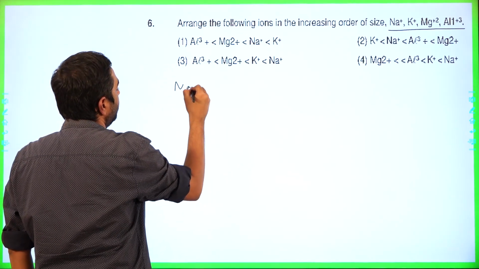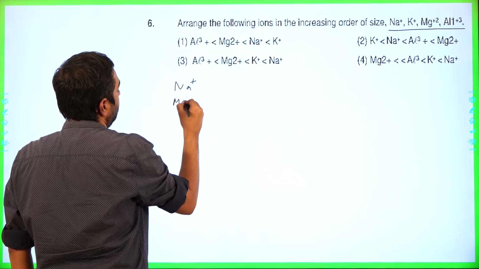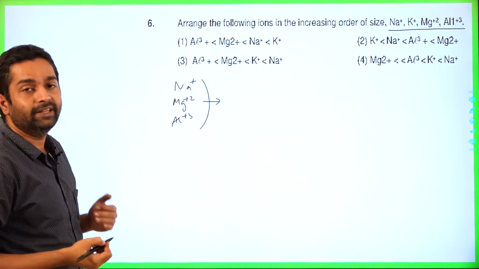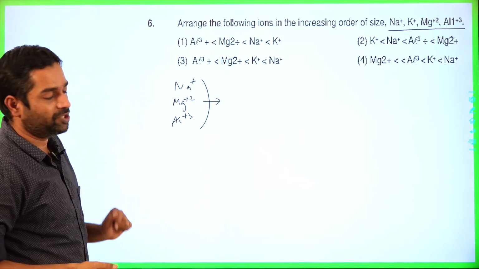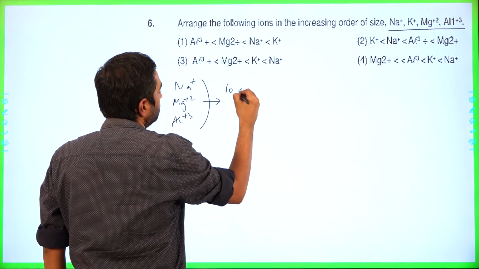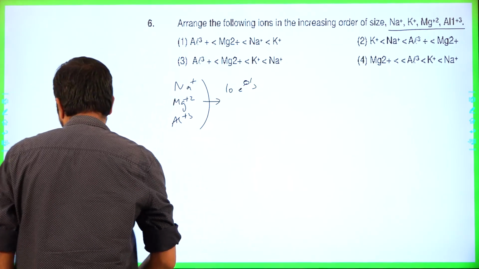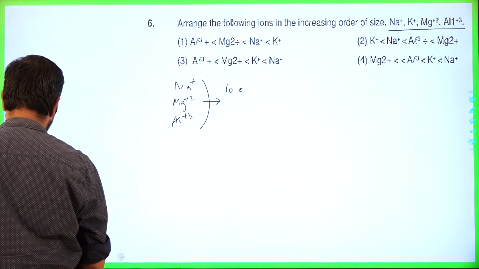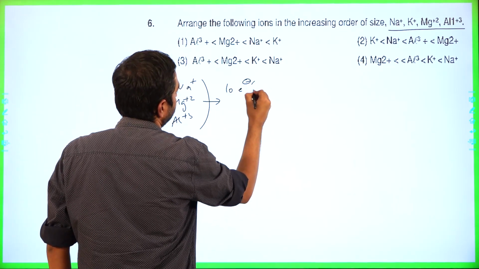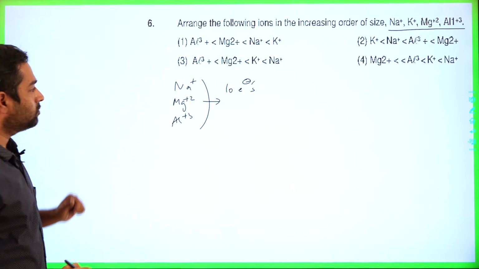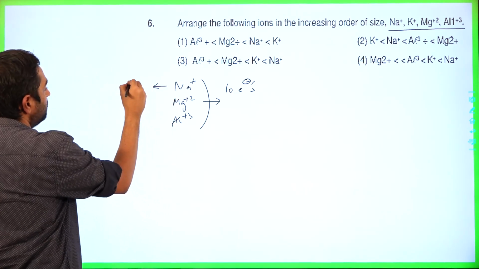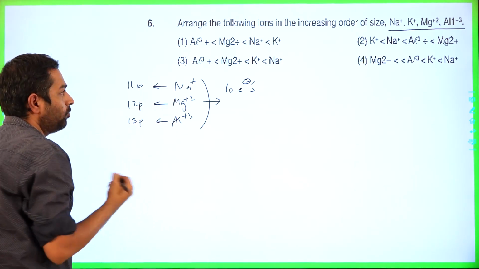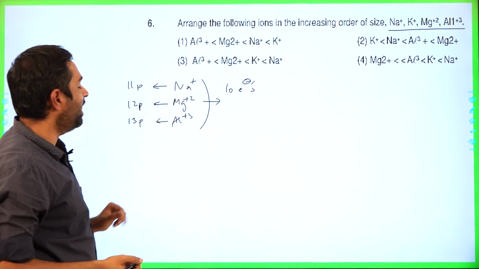First, let's look at the number of electrons in each of them. Na plus, magnesium 2 plus and aluminum 3 plus all have neon configuration. When they have neon configuration, they have 10 electrons. The sodium has 11 protons, the magnesium has 12 protons, and aluminum has 13 protons. So each of these has a different number of protons.